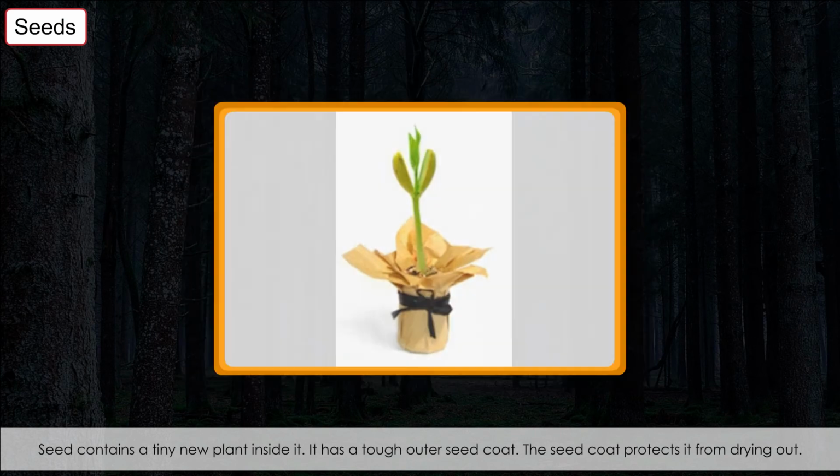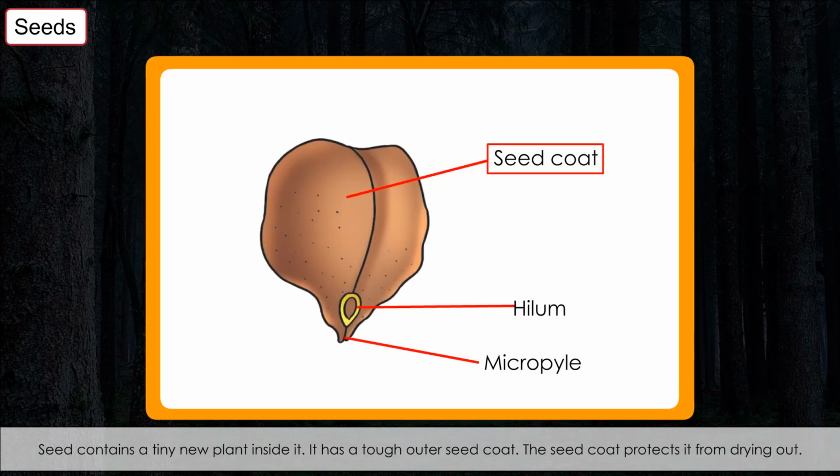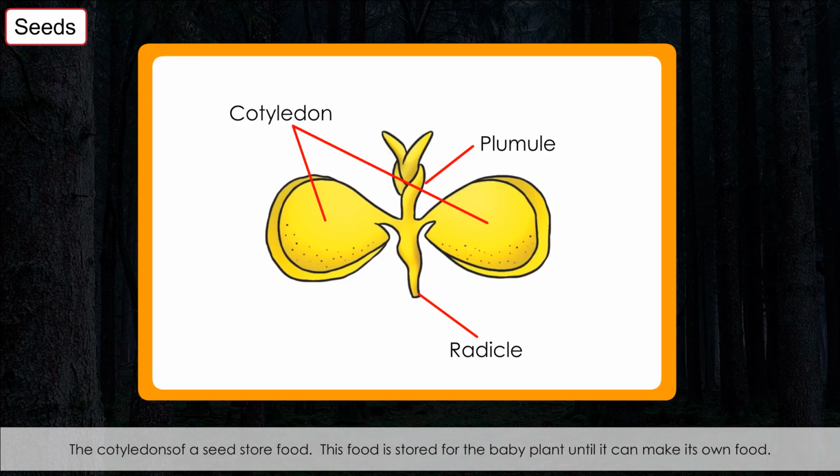Seeds. Seed contains a tiny new plant inside it. It has a tough outer seed coat. The seed coat protects it from drying out. The cotyledons of a seed store food. This food is stored for the baby plant until it can make its own food.